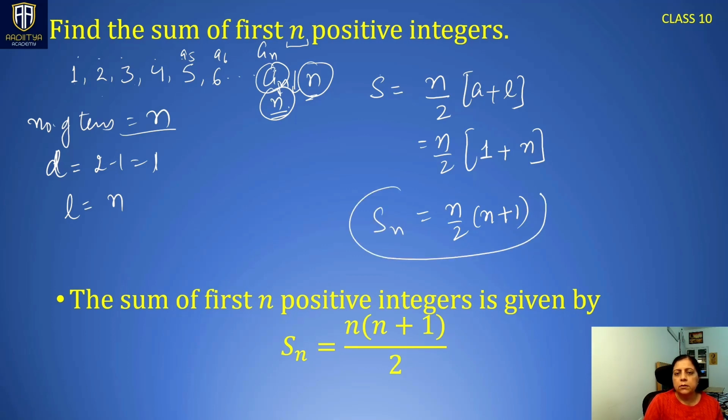Sn, sum of n positive integers starting from 1, is n times n plus 1 by 2. So I have simply used the formula that we had learned in the last slide, that if the last term is known, we can find the sum of n terms of the sequence by using this formula where L is the last term. I have just substituted the values here.